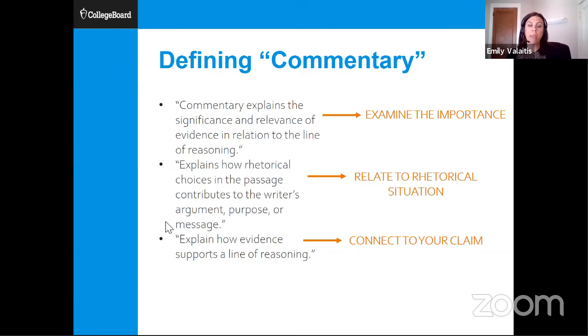But maybe I have a sentence or 2 examining the importance of the choice itself. Maybe I add a sentence or 2 of how does this relate to elements of the rhetorical situation, with the key being, depending on the genre, why it's persuasive to this particular audience. And then lastly, make sure you're connecting to your claim that you're trying to set out and prove in a body paragraph.